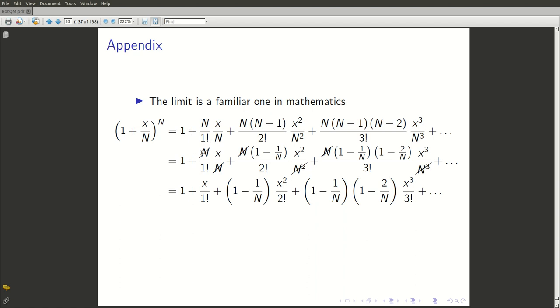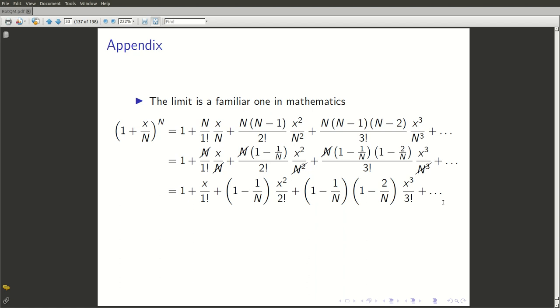So, in the first case, the n just cancels. For n into n minus 1 by n square, one n cancels. You are left with 1 minus 1 by n. For the next one, you are left with 1 minus 1 by n into 1 minus 2 by n, and so on. And so, this is finally what (1 plus x by n) to the power n looks like. Of course, there are more terms to this, n plus 1 terms to be precise. That's exactly the number of terms in a binomial expansion.